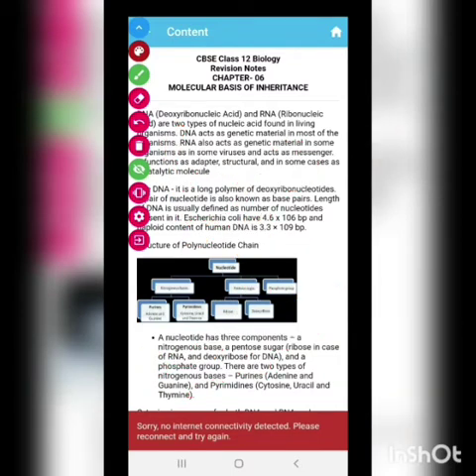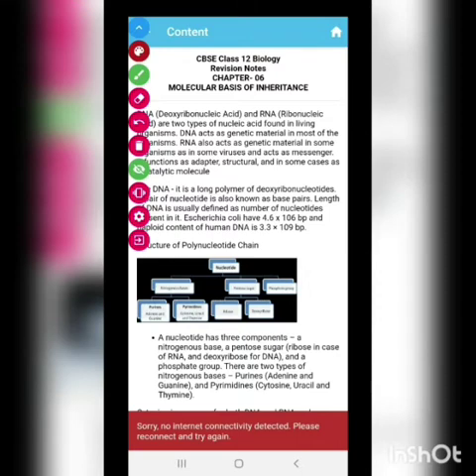DNA acts as genetic material in most of the organisms. RNA also acts as genetic material in some of the organisms such as viruses. But mostly RNA works as messenger in most of the organisms, and it also works as catalytic. It has one catalytic nature also. That is why RNA has dual function. It acts as genetic material also and it functions as catalyst also.